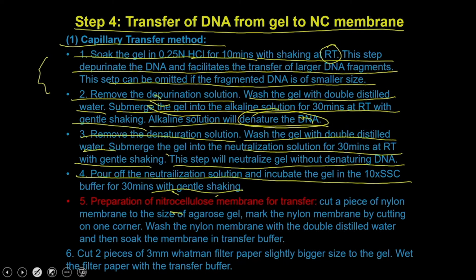While you are doing all these procedures, you can also prepare the nitrocellulose membrane for transfer. You can cut a piece of nylon membrane to the size of the agarose gel. Mark the nylon membrane by cutting one of the corners.